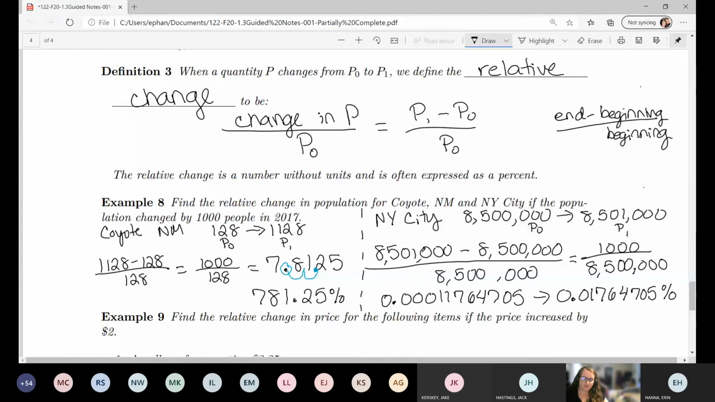So that's obviously showing us that, yeah, no one's going to notice because it's barely 0.02 of a percent. So that change compared to the change in New Mexico, obviously kind of depended on how much you started with. Questions on that?